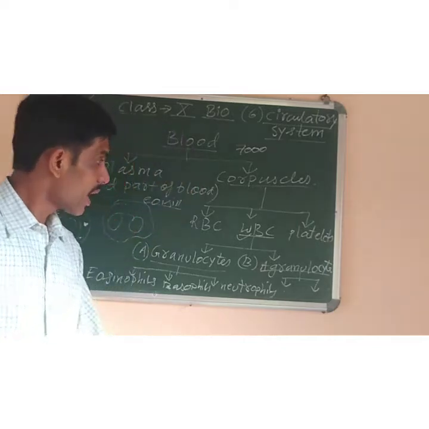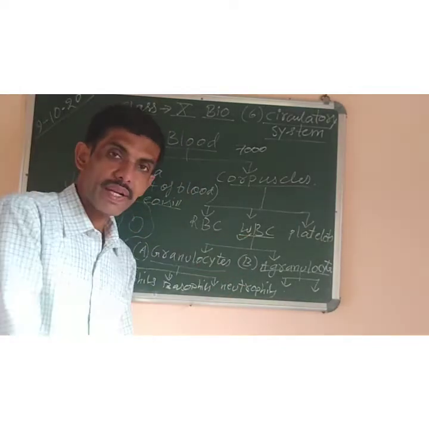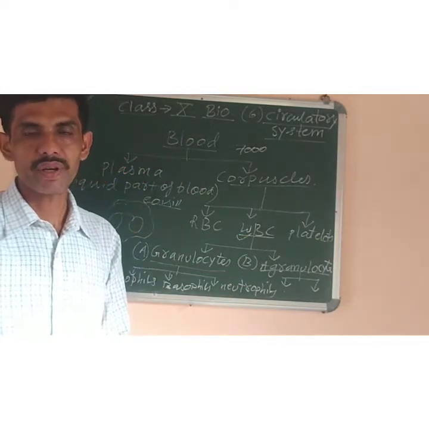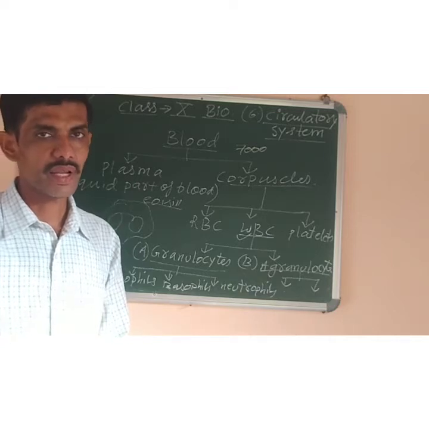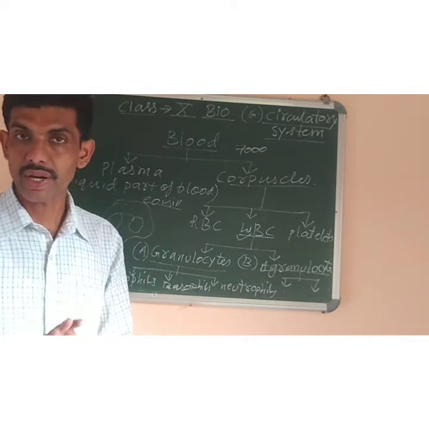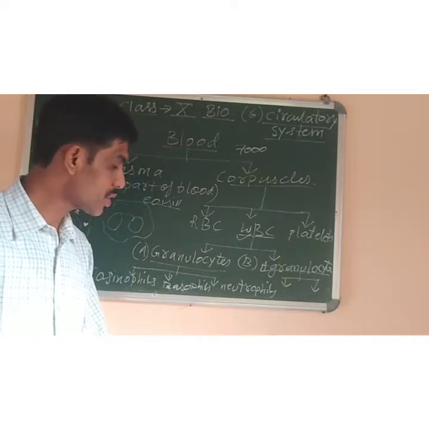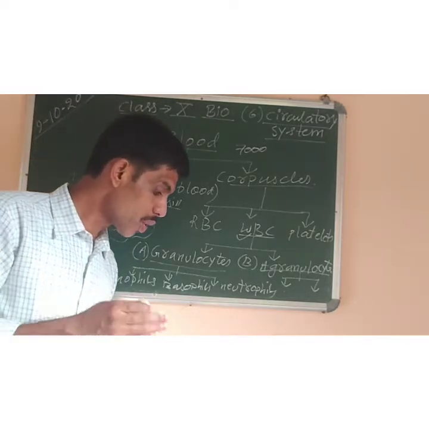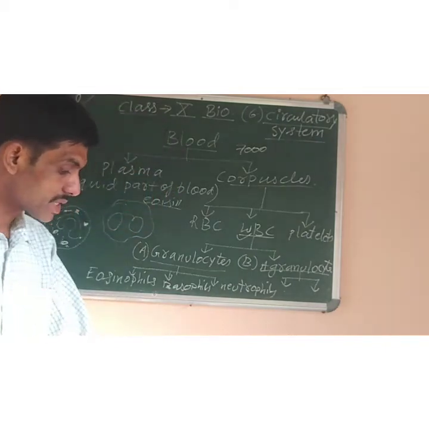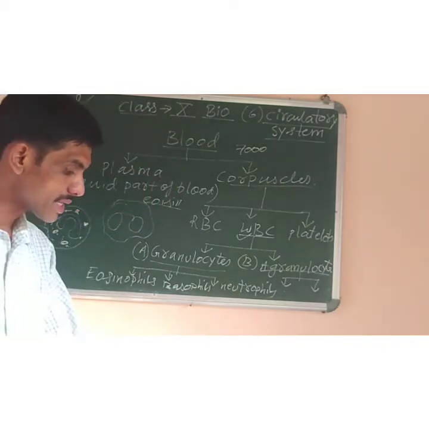Now, the other name of WBC, white blood cells, is leukocytes. Why? Because they are colorless. They are not like RBC. They do not have hemoglobin, so they are not red in color, and they are produced in the bone marrow and the lymph nodes. They have cells with a nucleus which is large and lobed.